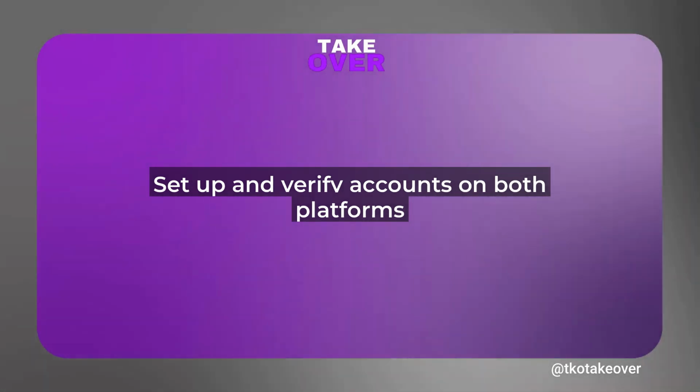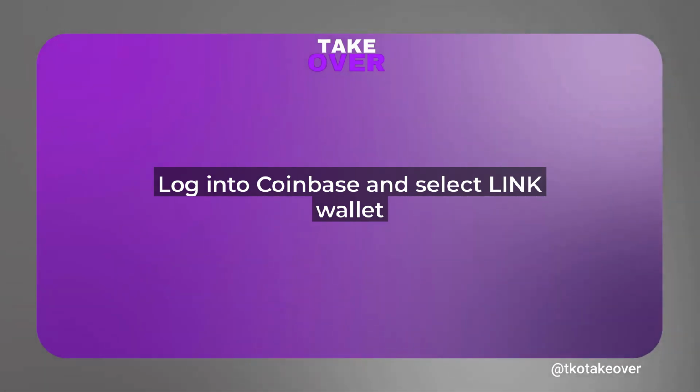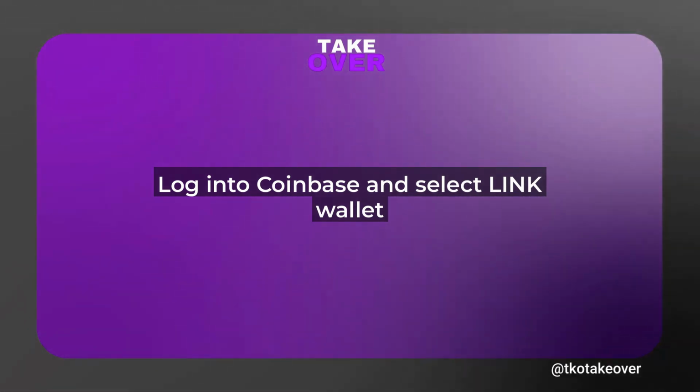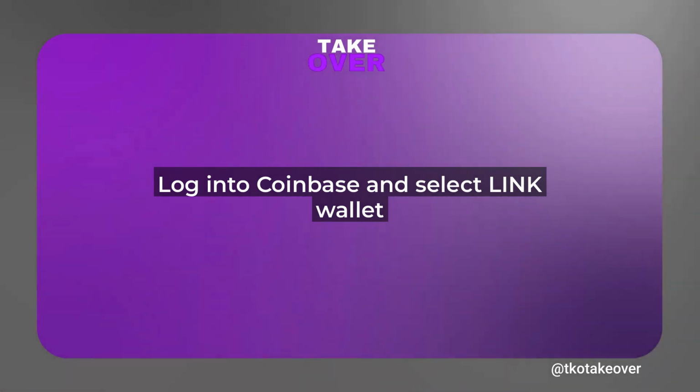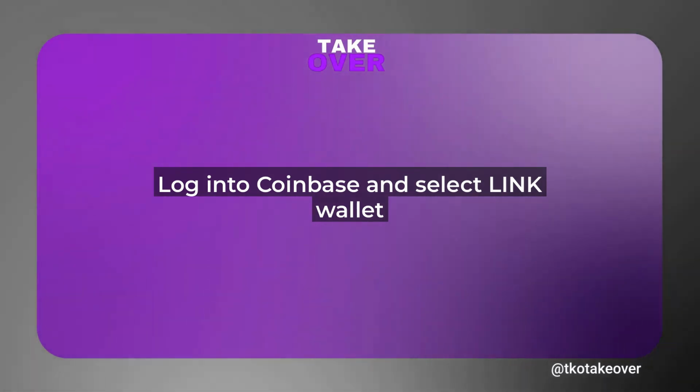First off, ensure you have verified accounts on both Coinbase and Bitmart. If you're new, sign up quickly. It's straightforward and usually takes just a few minutes. Once logged in, start on Coinbase. Head to your wallet, select Chainlink, and click the Withdraw button. This is where the magic begins.